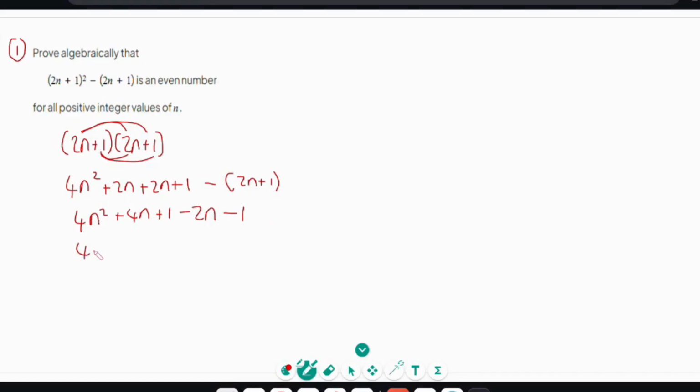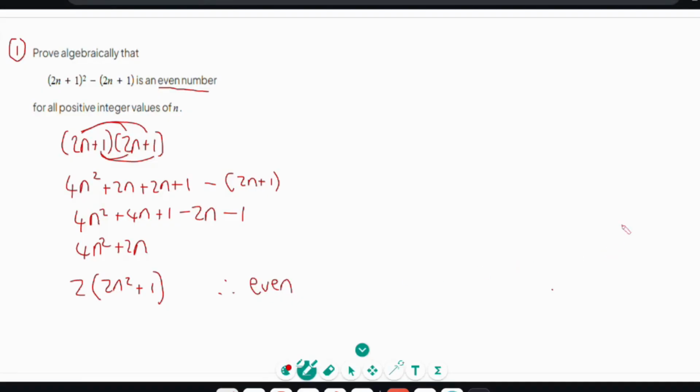Collect the like terms. 4n take away 2n. 1 take away 1. So we're left with this expression here, 4n squared plus 2n. We want to prove that it's an even number. So I'm going to take out a factor of 2 into a single bracket. Divide 4n squared by 2, 2n squared. Now, because I've taken 2 outside my bracket, I've proven that it is in the 2 times table because 2 times our number. I'm going to put therefore even.